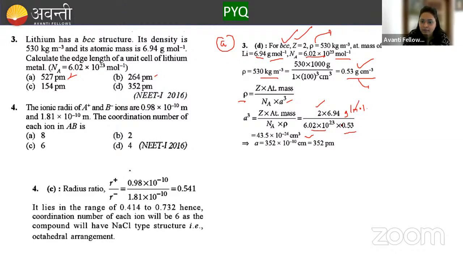मोल मोल भी कैंसिल हो जाएगा. Only centimeter cube will be given. So this is what a cube is. We need to find out a. Take under root 3 cube of this given value. You will get the answer 352 into 10 raised to minus 10 centimeter, and 10 raised to minus 10 centimeter means what? It is in terms of picometer. So our answer here is what? B.